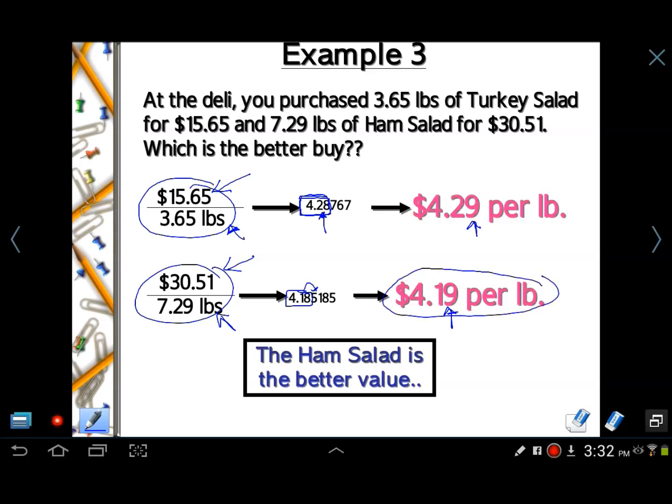The better buy is the one that is cheaper. $4.19 is 10 cents cheaper than this. So the ham salad, that's the solution. The ham salad is the better value of the two.